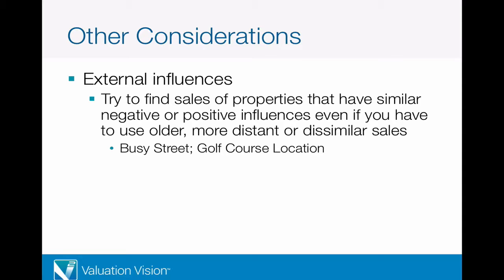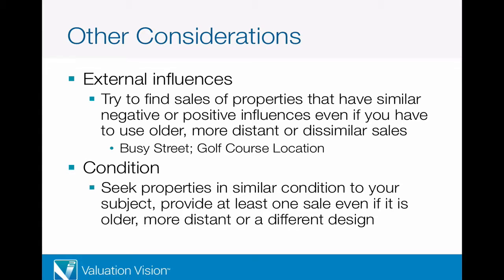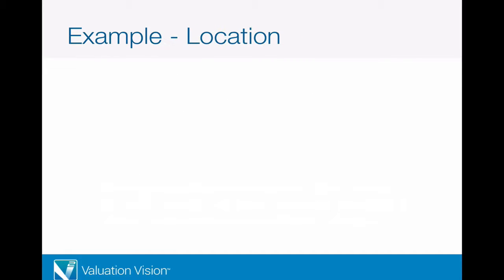Try to find sales of properties that have similar negative or positive external influences, even if you have to use older, more distant, or dissimilar sales. Examples would be a busy street, or on the positive side, a golf course location. Also, try to find properties that are similar in condition to your subject property. Seek properties that are similar to your subject and provide at least one sale, even if it's older, more distant, or a different design that is similar in condition to your subject.